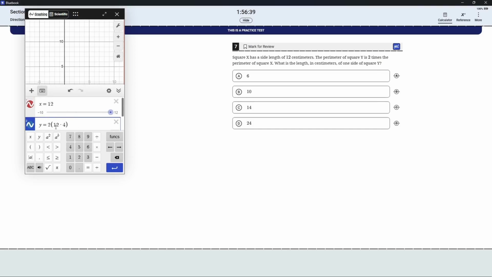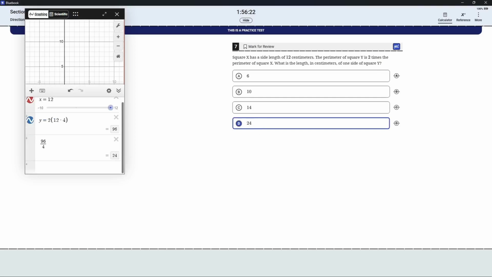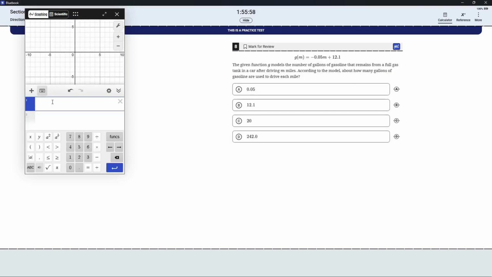And for a perimeter, you have to add up all the sides. And since the perimeter of square Y is 2 times that, multiply by 2, which gives us 96. And the question is asking for the length of one side of square Y. So you can just do 96 divided by 4 because there's 4 sides, so the answer should be 24, the length of each side.